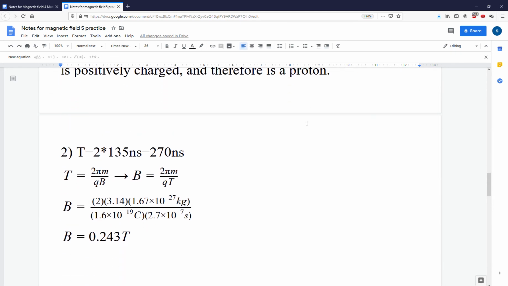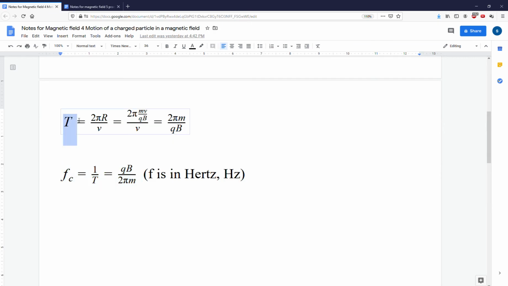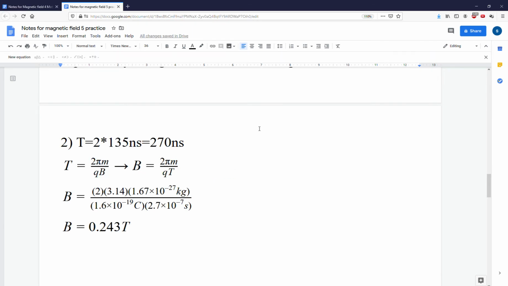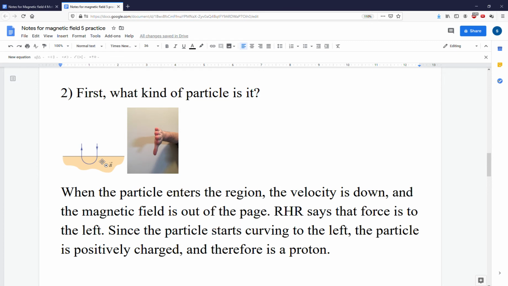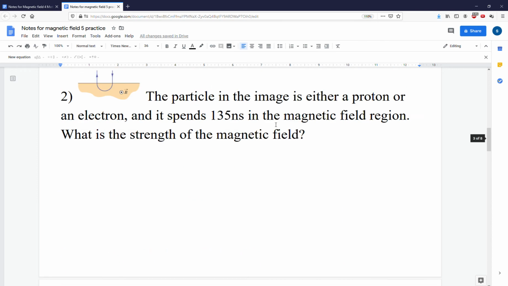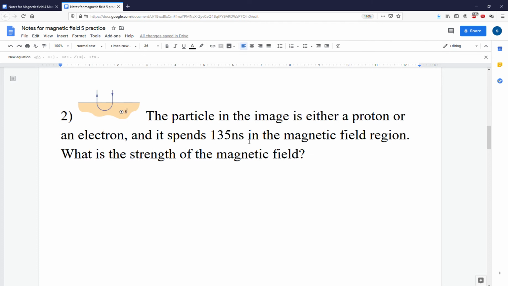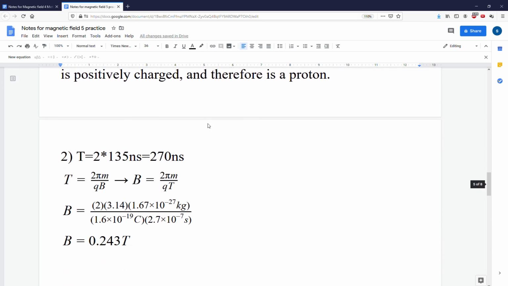Given that it is a proton, we can use this formula right here to answer. First, the period. This formula gives the period of a particle moving in a magnetic field. It's given as 2 pi m over qB. One thing to watch out for, the period is the time of a full circle, whereas this particle only spins half a circle inside the magnetic field region. So if it spins 135 nanoseconds in the magnetic field region, the period is twice that, or 270 nanoseconds.